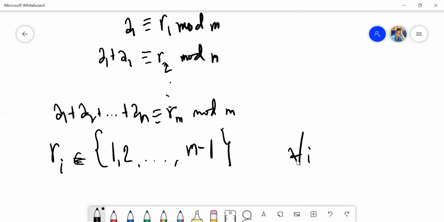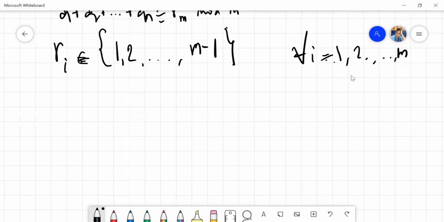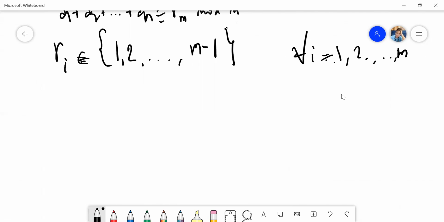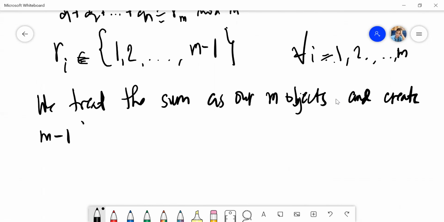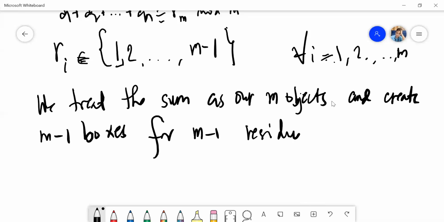So this is for all i from 1 up until M. And of course, we treat the sums as our M objects, and we create M minus 1 boxes for M minus 1 residue classes. We only have M minus 1 residue classes here.